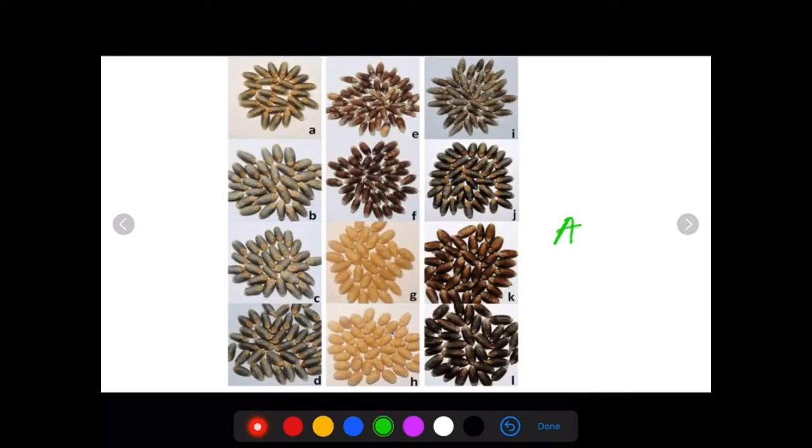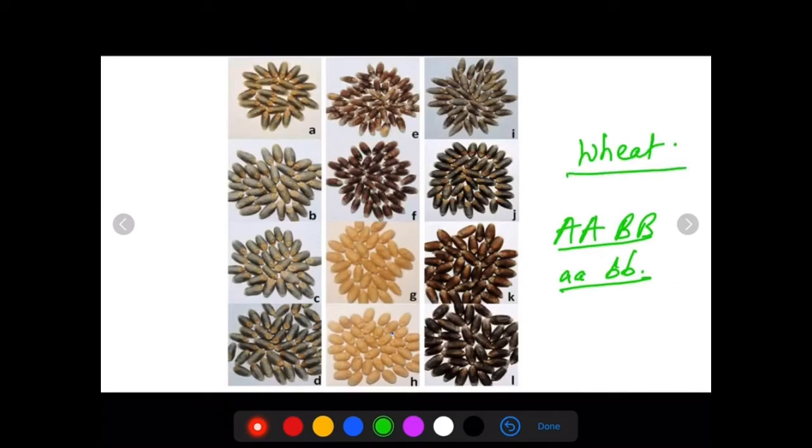The genes are A, B, B, and small a, small b, small b. They control the color of the grain in wheat. So this is an example of polygenic inheritance.